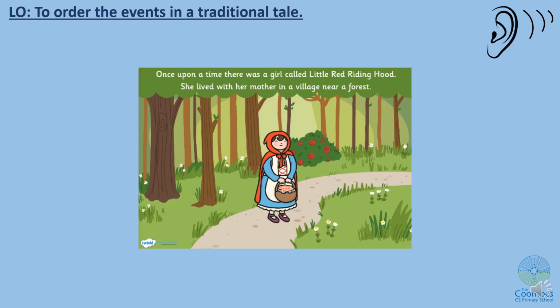Once upon a time there was a little girl called Little Red Riding Hood. She lived with her mother in a village near a forest.